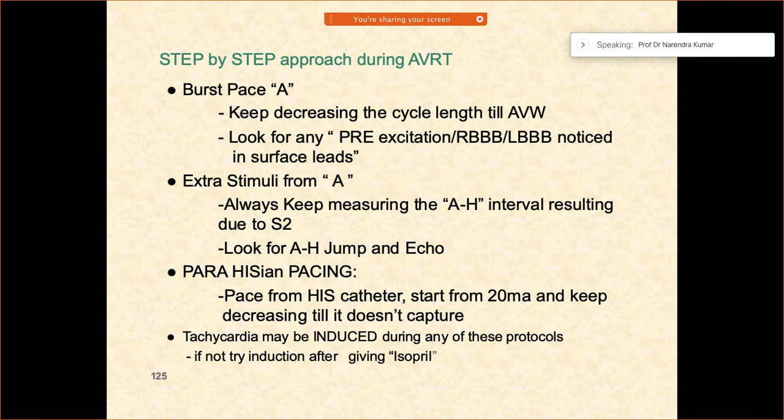So what you do is pace from the His catheter, starting from 20 milliamps, and keep on decreasing till it doesn't capture. This is the one which is going to be helpful for differentiating between the septal accessory pathways and the free wall ones. We will have a different session on that. So what are those pacing techniques for this?